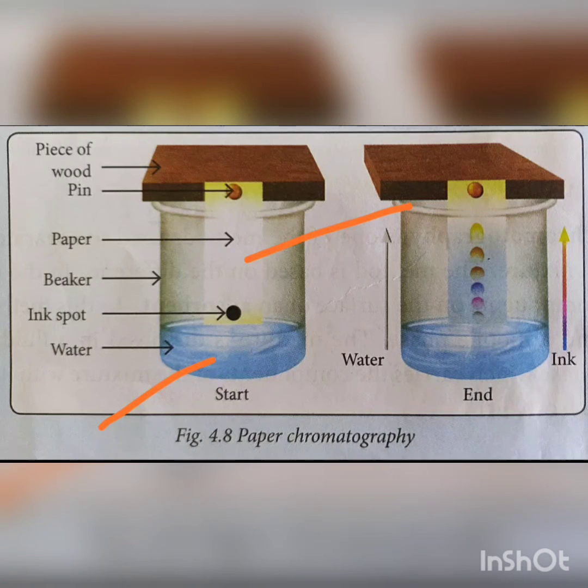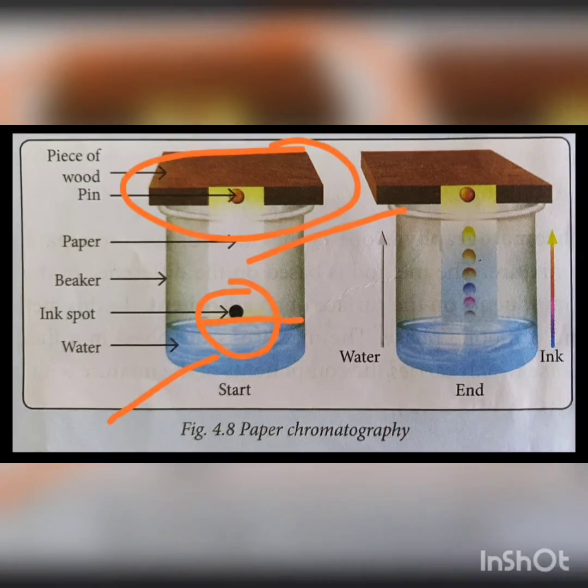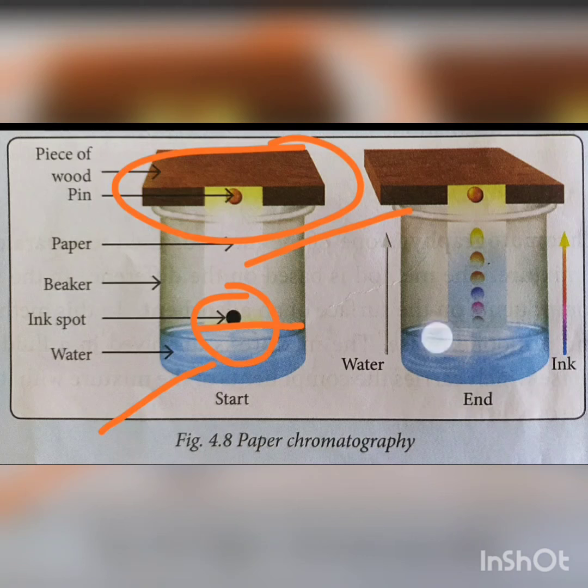Draw a pencil line across the narrow end of the strip about 1 centimeter from the bottom. Then draw a small black dot with the black marker pen on the pencil line. Attach the strip to a piece of wood with the help of a pin. Carefully place the piece of wood on the beaker so that the bottom of the strip just touches the water.